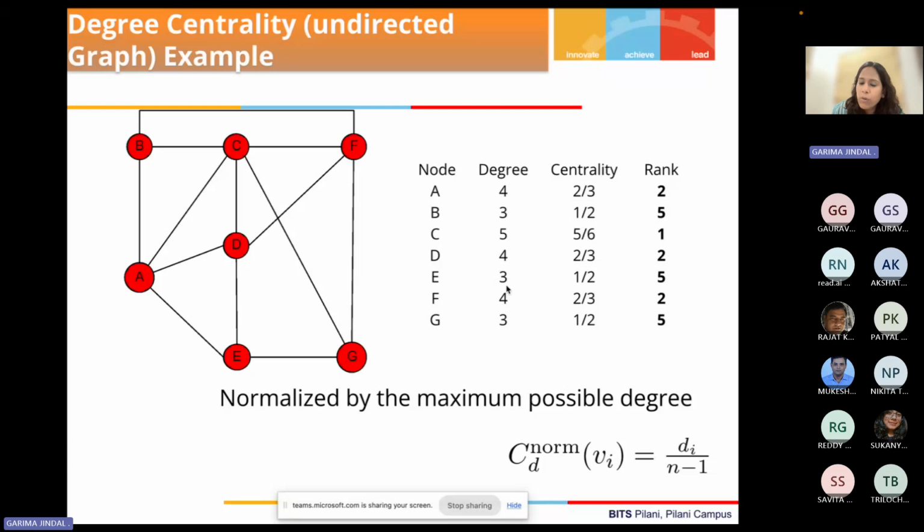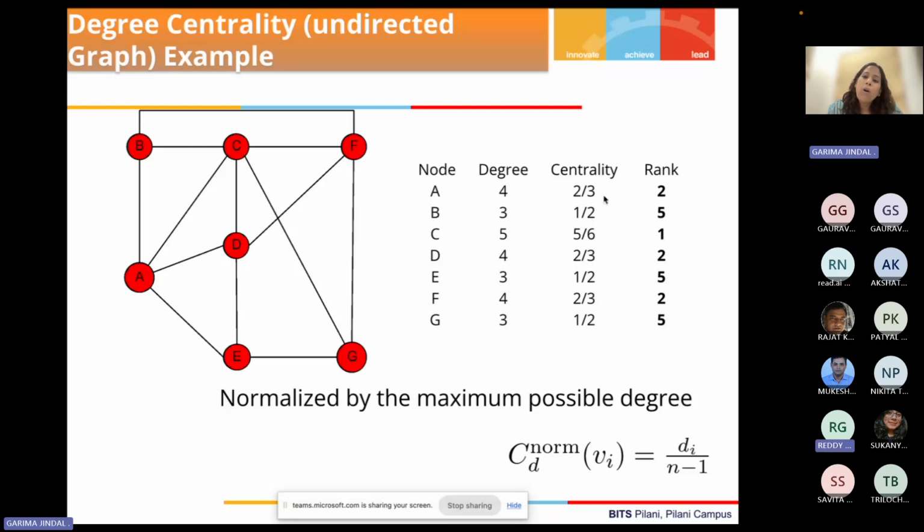Once we calculate all those values, how do we calculate degree centrality? Degree centrality is degree divided by the maximum degree in the network. Since we want the normalized version, here we have 7 nodes, so the maximum degree in this network will be 6, that is 7 minus 1. So we divide 4 by 6 and get the centrality. This is how you get the centralities for all the other nodes.